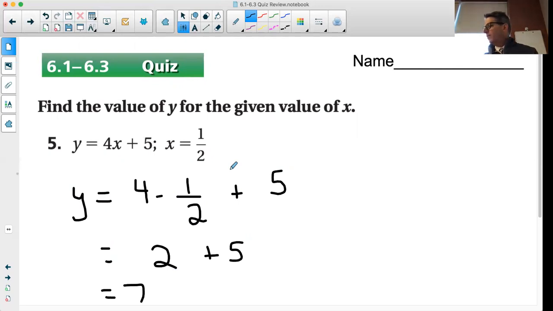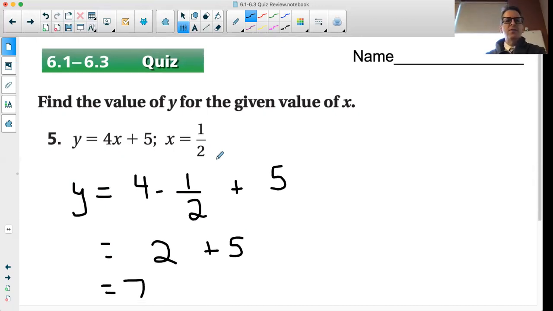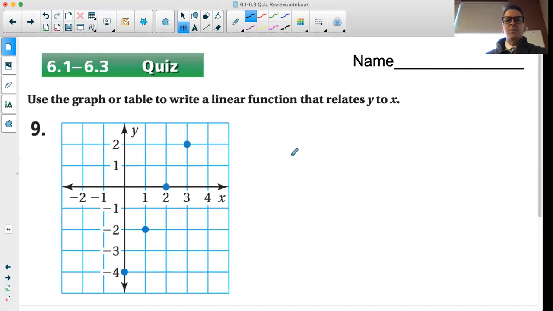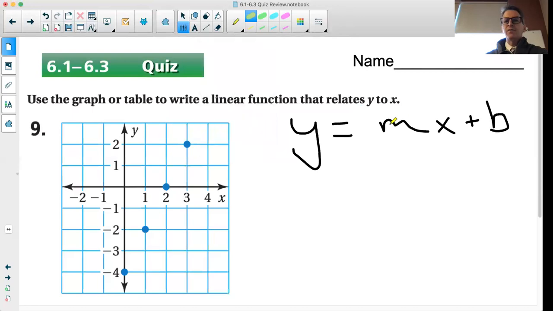Then we skipped the graphing and moved down to number 9 through 13. 9 and 10, the directions are use the graph or table to write a linear function. Okay, so you're going to need to know how to do this, and it all comes down to slope and intercept. If you have your slope and you have your intercept, you're good to go with your equation. So you need those two items, the slope and the intercept, to create your equation.